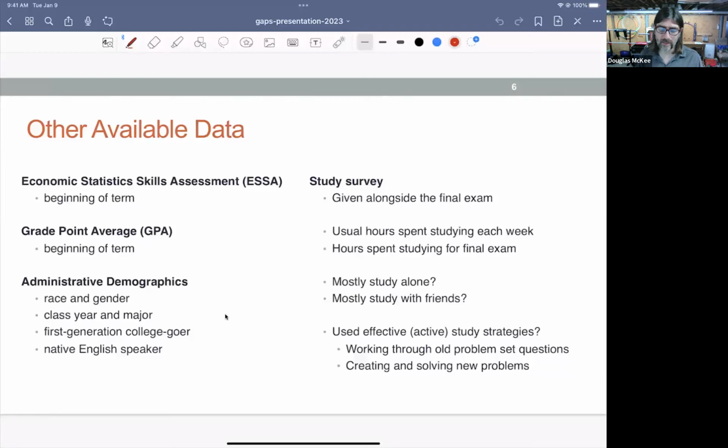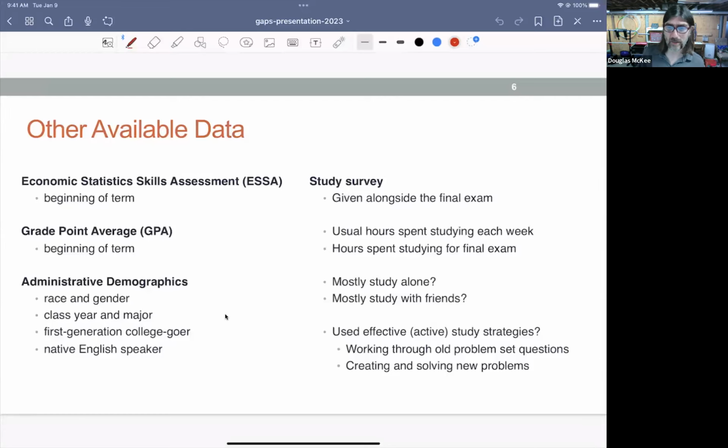Okay, and then finally, the last bit of data we're going to apply in this paper is a study survey that was given at the same time as the final exam, where we ask students to report, on average, how many hours did you spend during the semester studying for this class? And then separately, how many hours did you spend specifically studying for this final exam? And we asked some questions about how they studied.